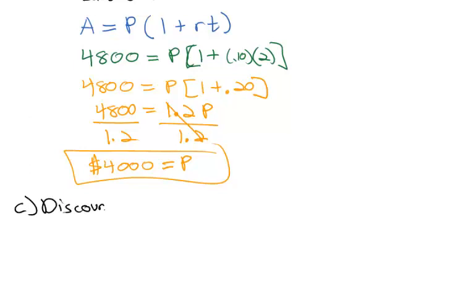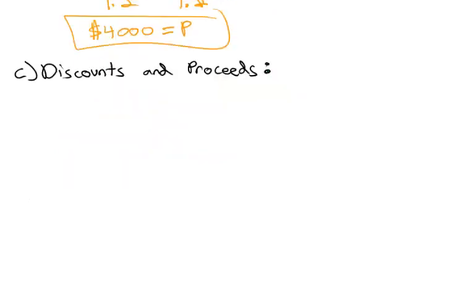Discounts and proceeds. This is the idea of your typical payday loan company, which, by the way, is a terrible idea. And we can talk about why in class. But payday loan places work this way, and the idea is instead of paying an interest rate, the interest is paid up front. You write a check for $110, they pay you $100. And then it's yours. They don't cash the check till after your payday.